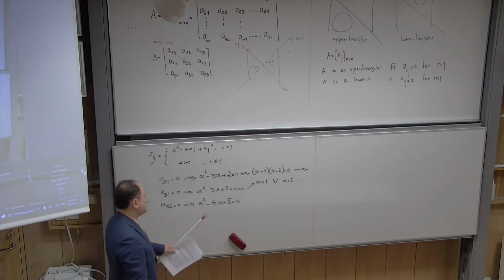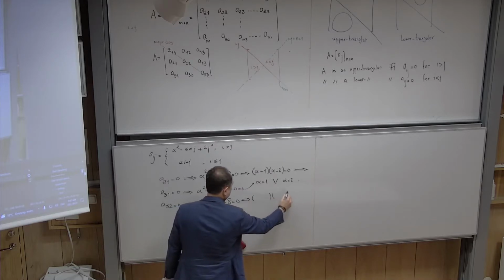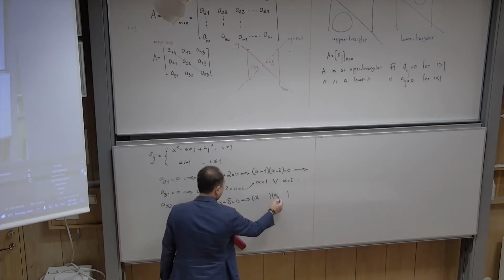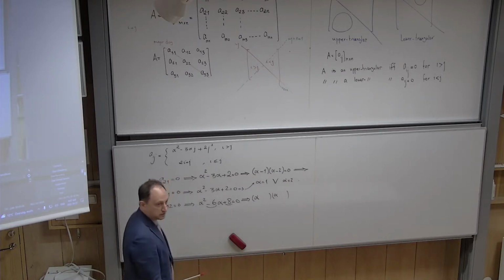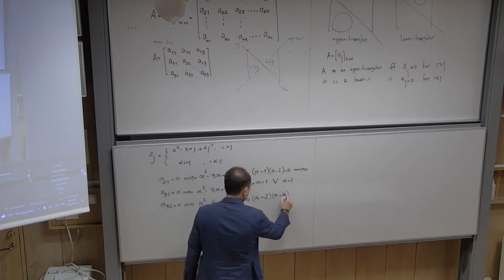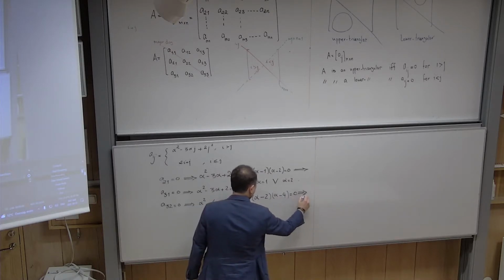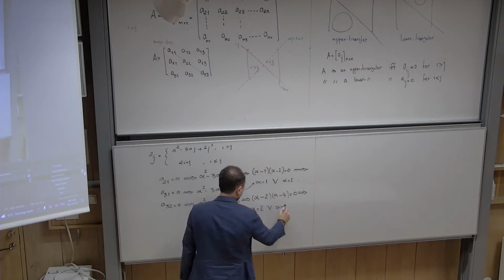But then I can also factorize it. I think it's easier. Can you guess how should I factorize this time? I need two numbers whose sum is minus 6 and the product is positive 8. Minus 2 and minus 4. And then it gives me again two possibilities. Either alpha is 2 or alpha is 4.